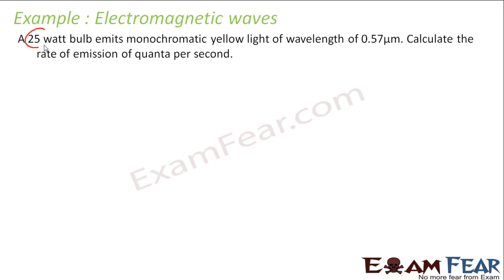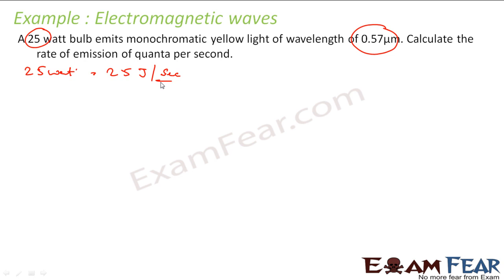A 25 watt bulb emits monochromatic yellow light of wavelength 0.57 micrometer. Calculate the rate of emission of quanta per second. See, 25 watt, we have done this similar kind of question. 25 watt means nothing but this bulb is giving 25 joules per second. Correct. And this gives a light of this wavelength.